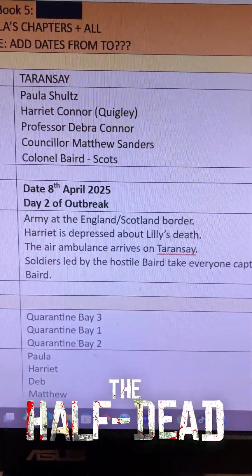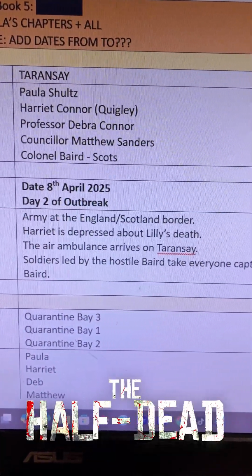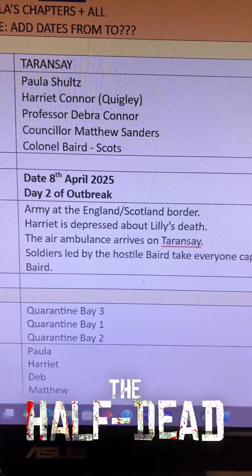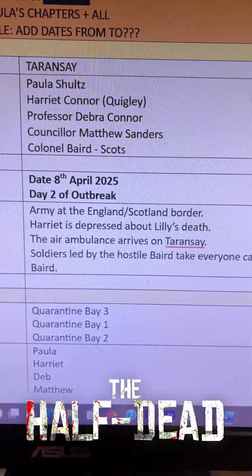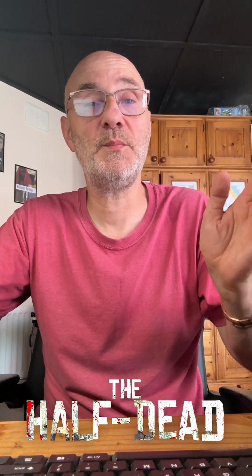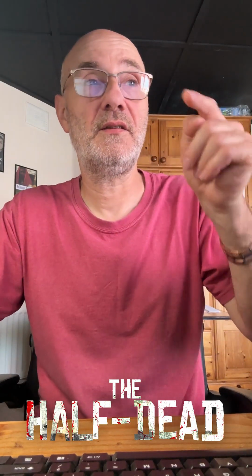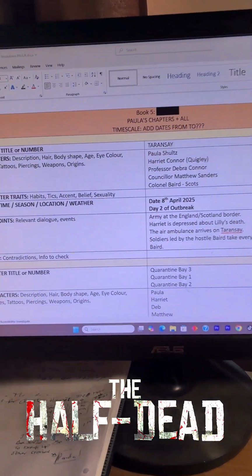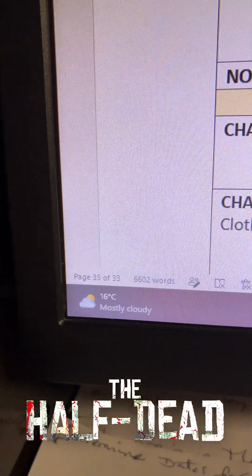This is primarily Paula's story, but because I started writing all 4 characters together in the book, there are a lot of the other characters' chapters in, at least in the first book, and then it starts to peter off a bit as you get into the second and then the third book. So this particular document is 33 pages long.